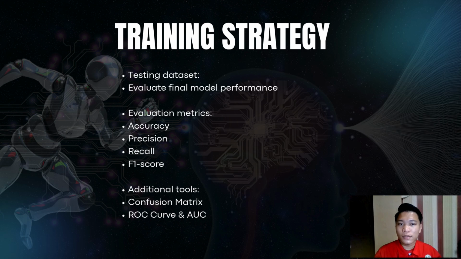As you can see in this slide, this is another explanation of the training strategies for this project. The testing dataset evaluates the final model performance. I use metrics such as accuracy, precision, recall, and F1 score. Additional tools include the confusion matrix, ROC curve, and AUC to provide deeper insight into the classification reliability.